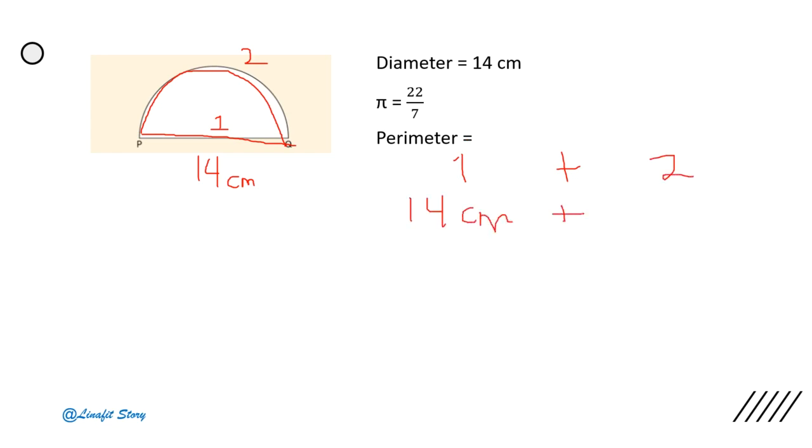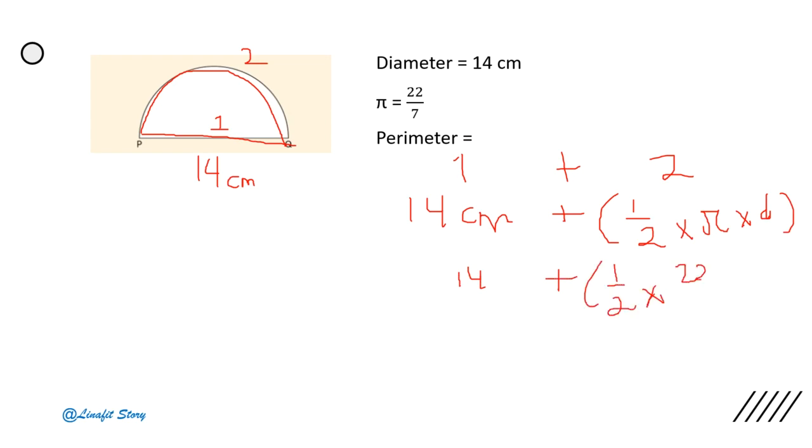The length of number 2 is the semicircle, so 1 out of 2 times pi times diameter. So 14 cm plus 1 out of 2 times 22 out of 7 times 14. So this equals 14 cm plus 22 cm equals 36 cm.